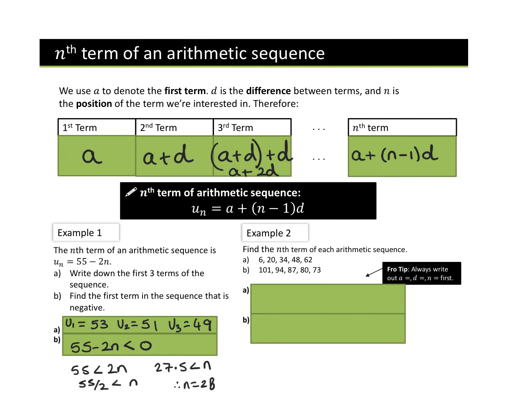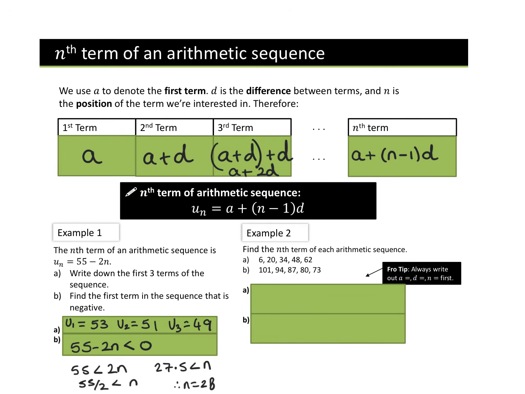Now, when in doubt, substitute in. Put n equals 28 into here, and n equals 27 into here, and see which one gives you the negative. But really, we should be comfortable with this, understanding what's going on.